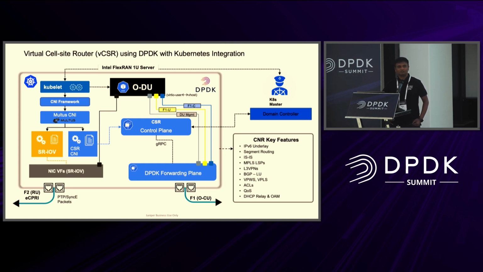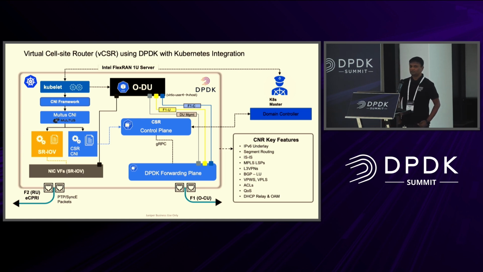At a high level, the VCSR has a control plane and a forwarding plane. The control plane houses protocols for routing like BGP, ISIS, OSPF, and things like that. And the data plane, or the forwarding plane, is DPDK based, where the virtual router or vRouter runs. This provides very high throughputs, which is the reason it is based on DPDK.